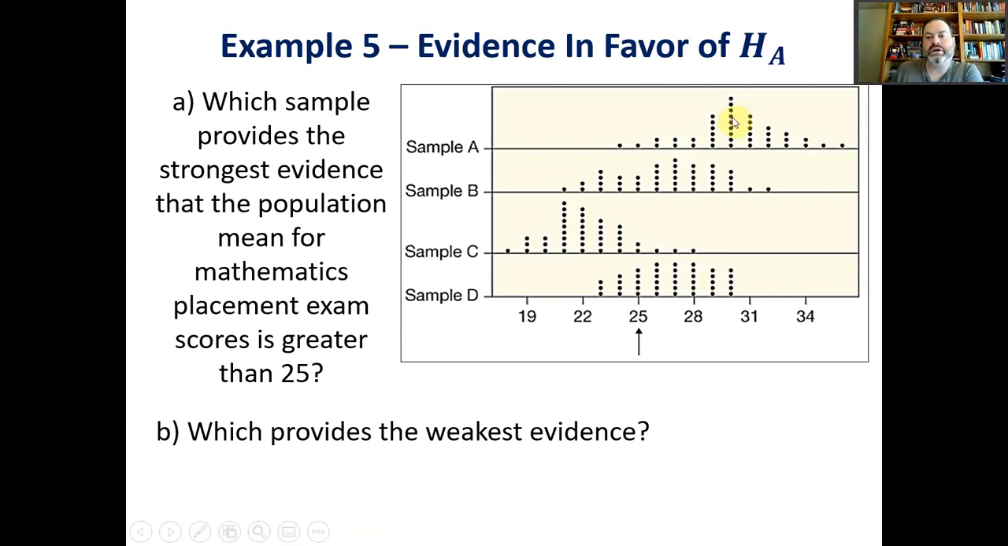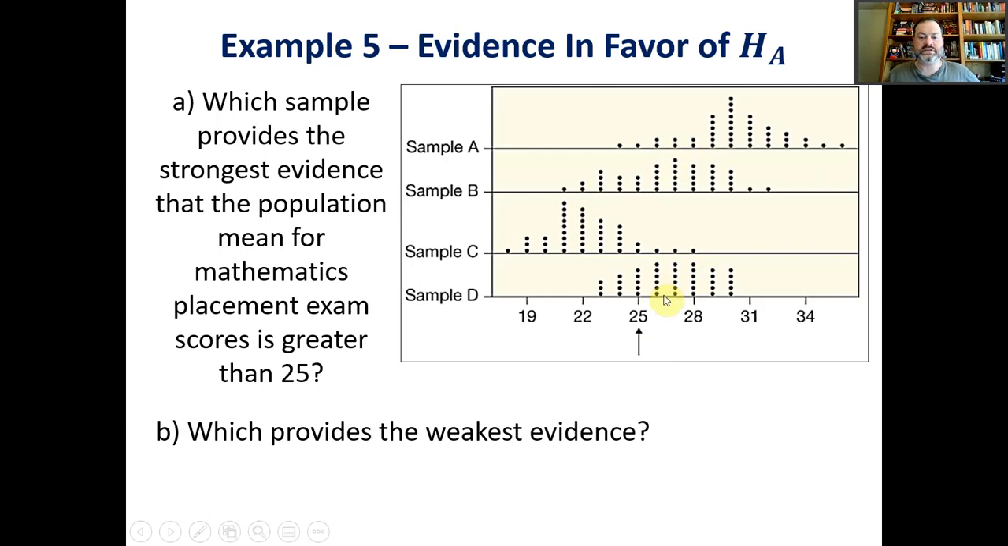So here's a bunch of samples. These are all about size 40 each, and these are some exam scores. Maybe think of it like the ACT. Maybe these are classes or cohorts that took the ACT. So which one of these do you think is providing the strongest evidence that the population mean placement score is greater than 25? Well, you'd look at the means, right?